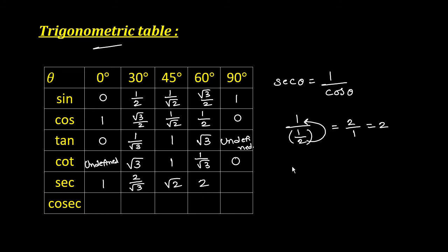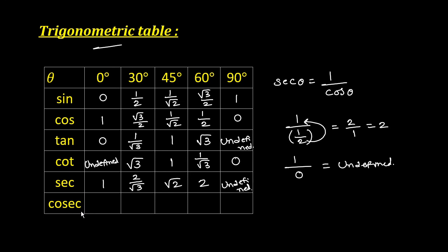Next, secant 90. Secant 90 is 1 by cos 90. Cos 90 is 0. So 1 by 0 is undefined. So we write secant 90 as undefined.